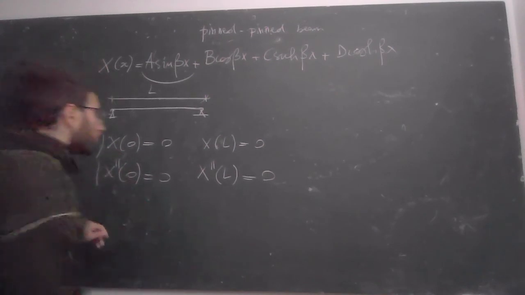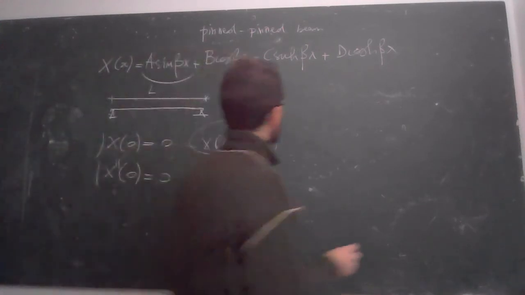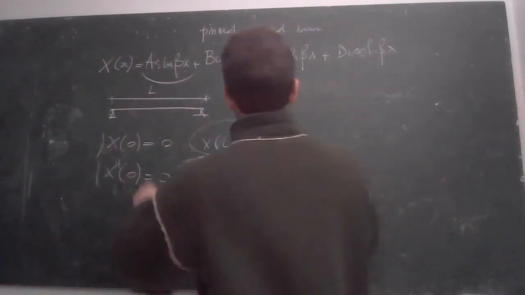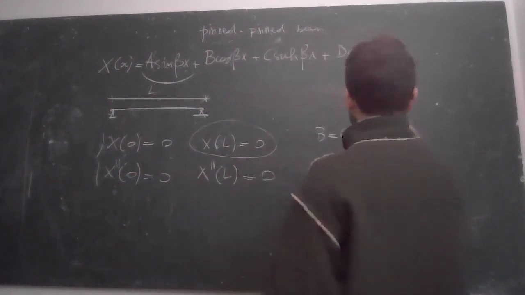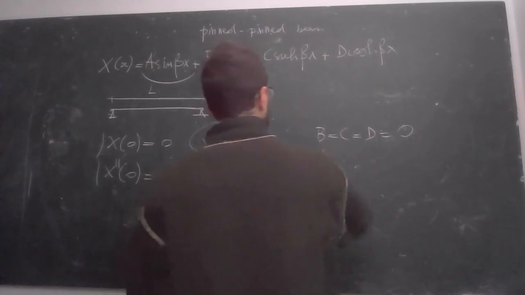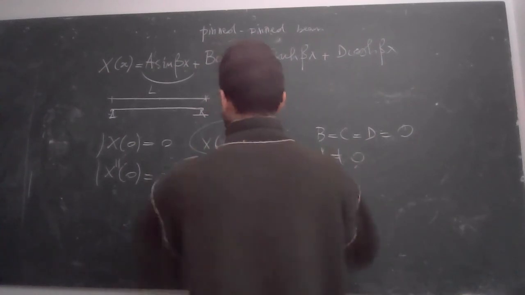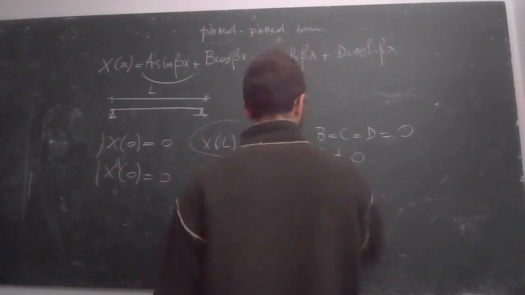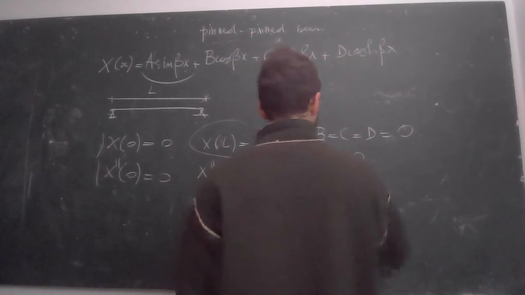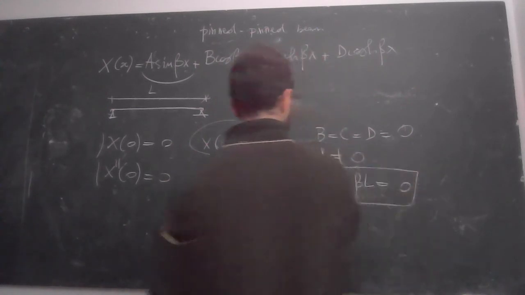Actually, this is the only condition that remains. Because using the others, we will have that d is equal to c is equal to 0. So only a is different than 0, and we will have the characteristic equation by imposing these conditions, which is a sine of beta L is equal to 0, which is the characteristic equation.